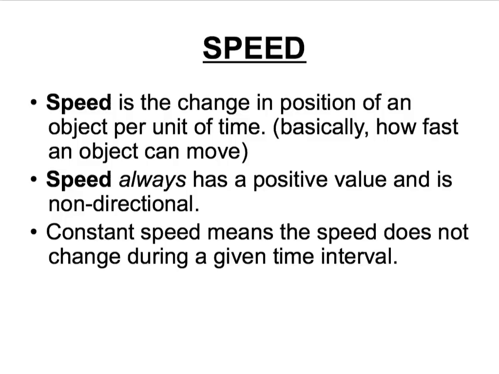Speed always has a positive value, and it is non-directional. That means you're never going to see a negative number for speed, and it doesn't have anything to do with going north or south or southwest. It doesn't have a direction attached to it. When you see a speed limit sign, you're not going to see a negative number, and you're not going to be told what direction you're going.